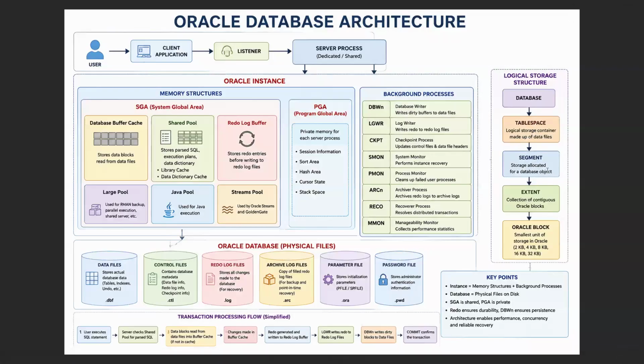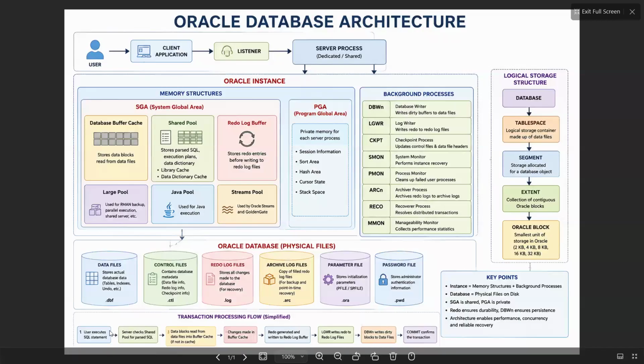A segment is allocated to particular database objects. It can be an index or a table. Then a segment has extents, and an extent is a collection of contiguous Oracle blocks. From the extent, it's a block. This is the smallest unit of storage in Oracle. It can be 2 KB, 4 KB, 8 KB, or 16 KB, based on the configuration. So this is a simplified flow.